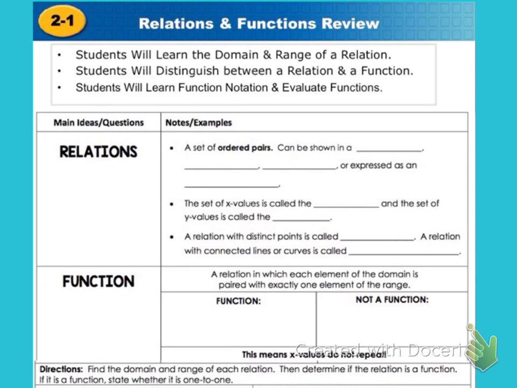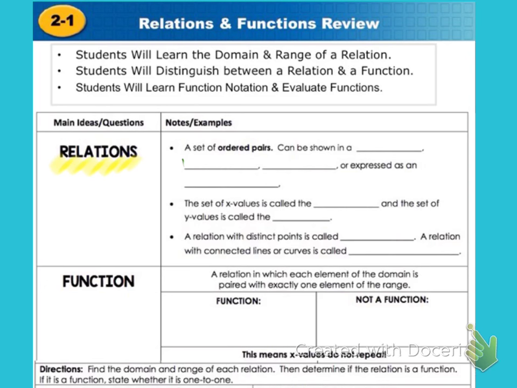In this lesson we're going to be looking at relations and functions, and we'll be reviewing these three learning goals. Number one, we're going to learn or review domain and range of a relation. We're going to distinguish between a relation and a function. And finally we're going to learn function notation and how to evaluate functions.